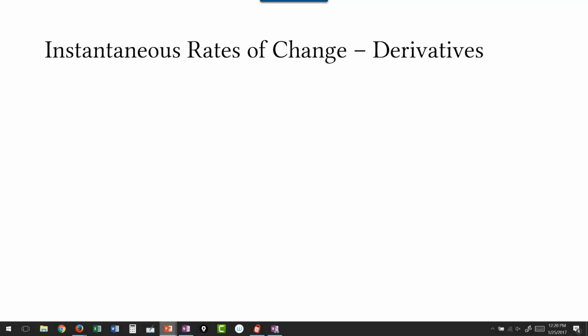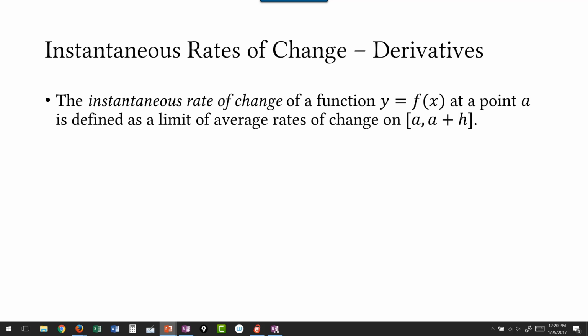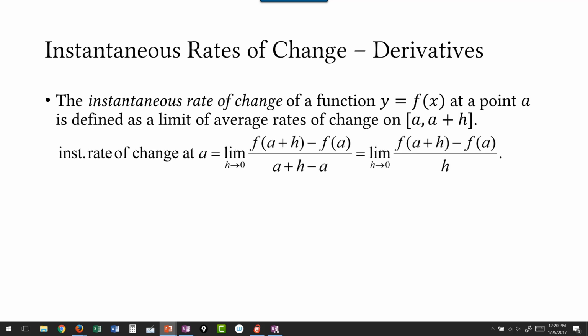Now in calculus, we talk about not just average rates of change, but instantaneous rates of change. In other words, the rate of change at a particular point, at a single point, not over an interval. The instantaneous rate of change is defined to be a limit of average rates of change over an interval a to a plus h, where we let h go to 0. So our instantaneous rate of change is the limit, as h goes to 0, of f of a plus h minus f of a, and then the denominator simplifies to just h.